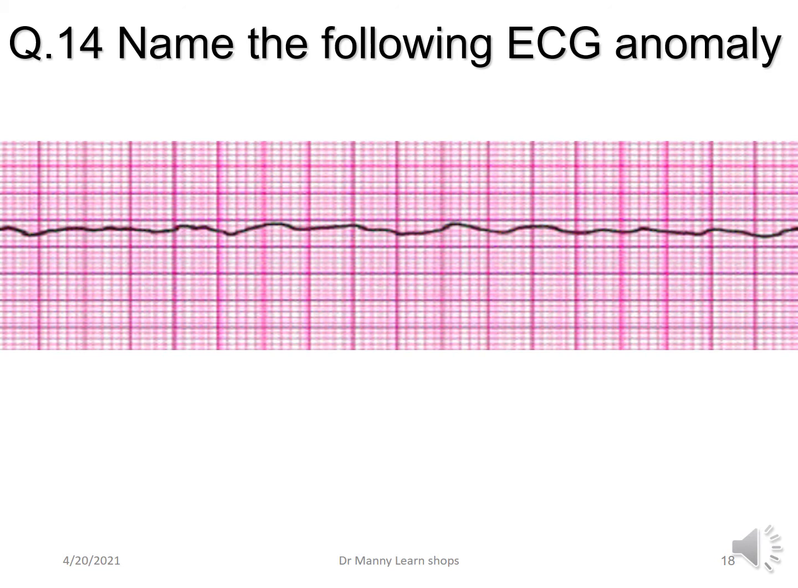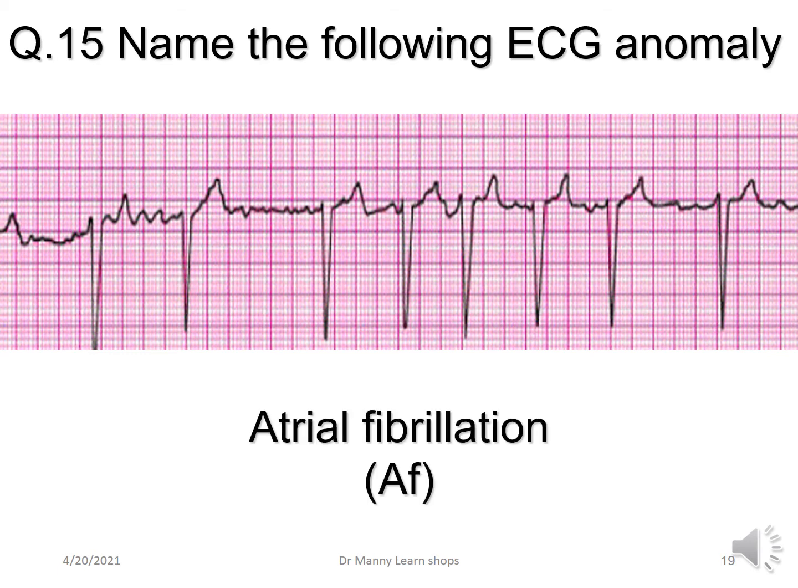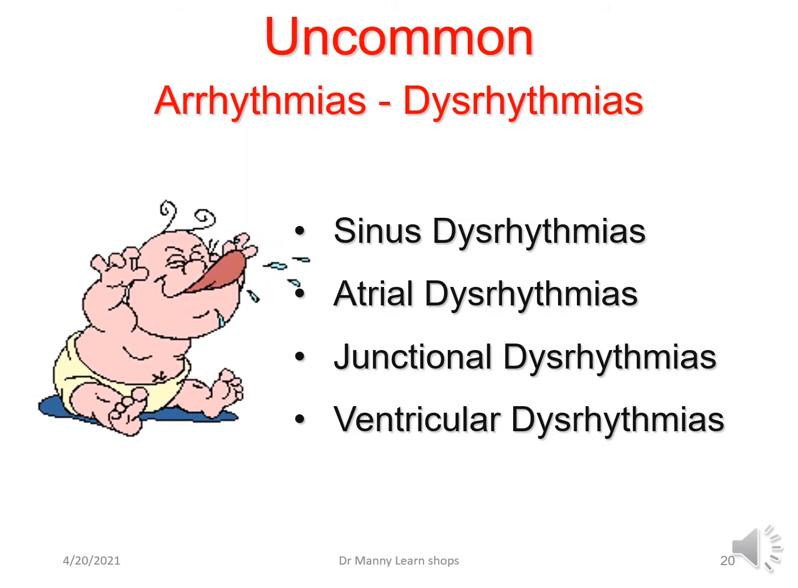What's the following anomaly? Absolutely, you should know this is asystole. What about this anomaly? It's very irregular. This is atrial fibrillation with a controlled ventricular response. Now we're going to review some of the uncommon arrhythmias and dysrhythmias that relate to sinus, atrial, junctional, and ventricular.